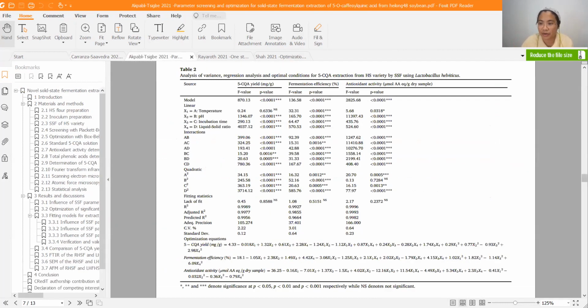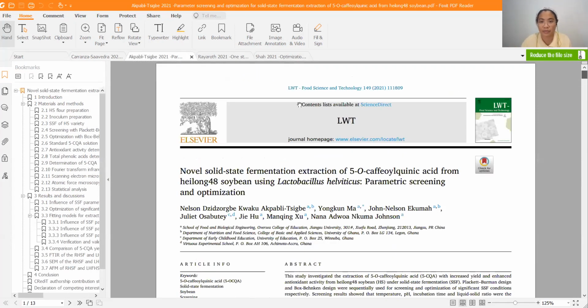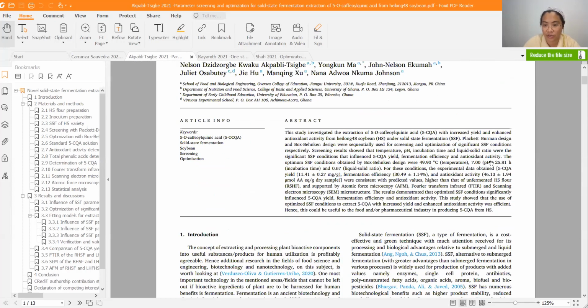Okay, the second paper that I want you to have a look at is this paper. Everyone has this paper with you. I'll give you something like 5 minutes. Just go through the paper, and maybe we help each other out in class. What do you say?